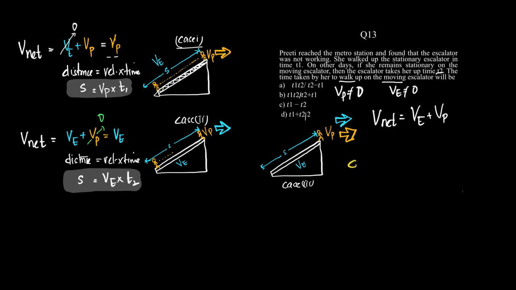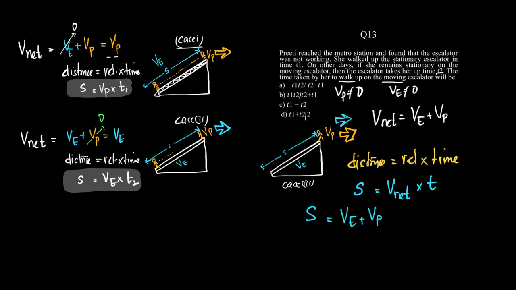In this case, distance will be equal to velocity into time. The distance again remains the same. s is equal to V net, and we don't know the time, so let us say time t. V net is Ve plus Vp, whole into t.